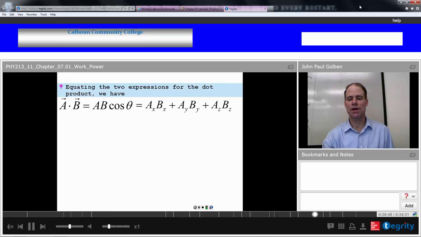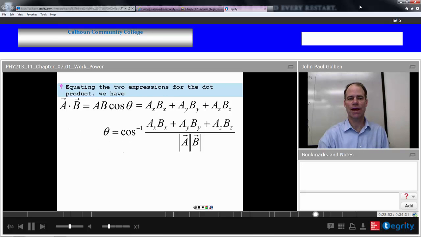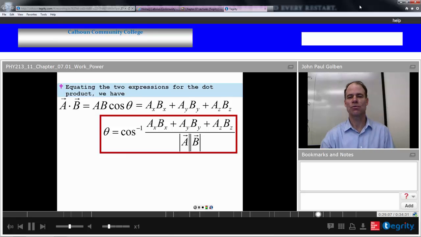Taking these two expressions for the dot product, combining them, we can solve for angle theta, and we'd have that the theta angle between these two vectors is the inverse cosine of (AX BX plus AY BY plus AZ BZ) over the magnitude of A times the magnitude of B. It's one way to find the angle between two arbitrary vectors in three-dimensional space.